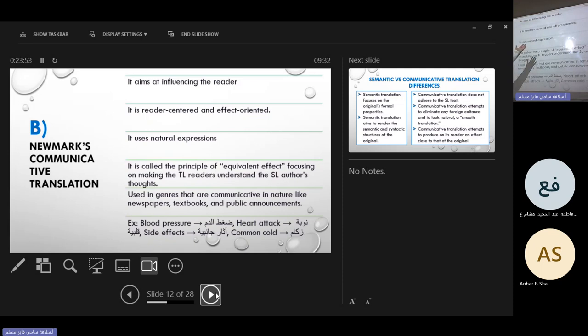It is reader-centered and effect-oriented. Its primary goal is the target audience. It uses natural expressions, and it is called the principle of equivalent effect. Why effect? Because it affects the meaning in the target audience. Focusing and making the target language reader understand the source language author's codes. Used in genres that are communicative in nature, like newspapers, textbooks, public announcements.